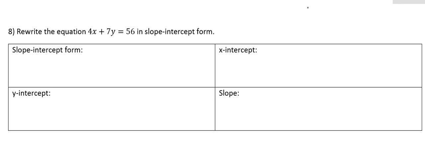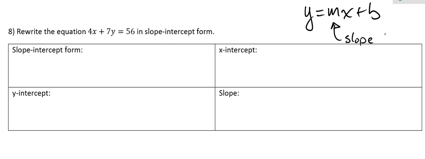Let's review a bit here. Slope-intercept form looks like this: y equals m times x plus b. When I have an equation in slope-intercept form, this value of m is my slope, right? Which is the rise over the run pattern that I would use to continue the points on. And b is my y-intercept, so this value right here is the y-intercept.